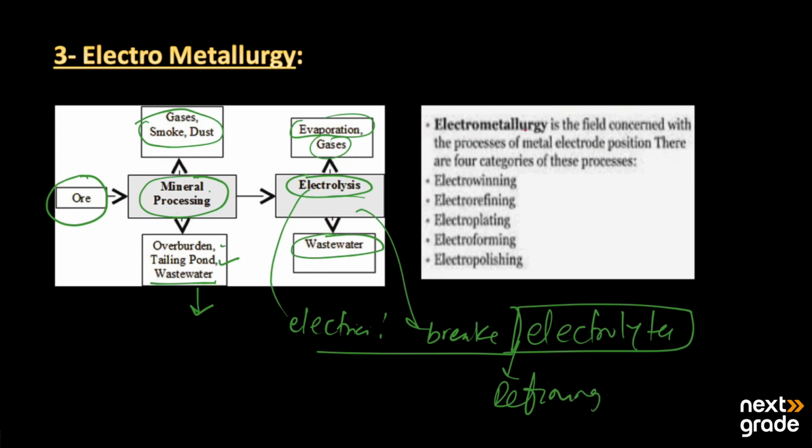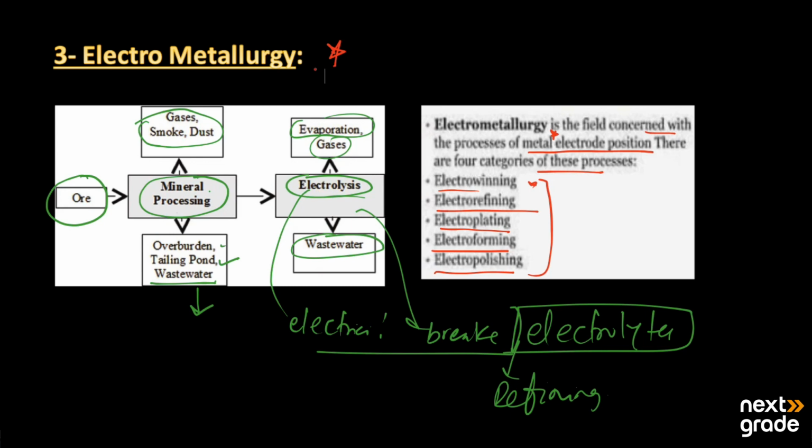Electrometallurgy is a field concerned with the process of metal electrodeposition, and there are four categories of this process, meaning metal electrodes are used. The methods are electrowinning, electro-refining, electroplating, electroforming, and electropolishing. All these methods are used in the process of electrometallurgy.